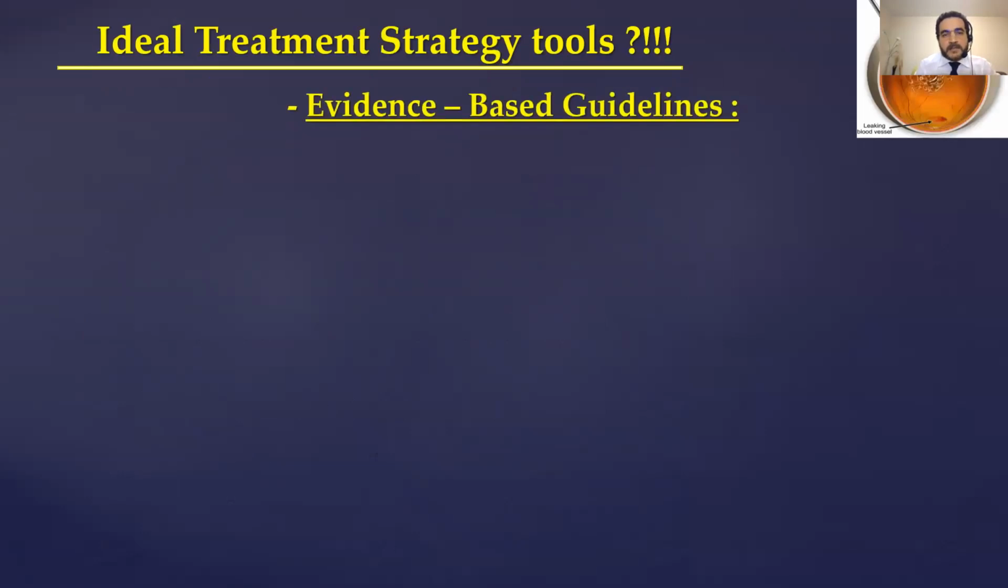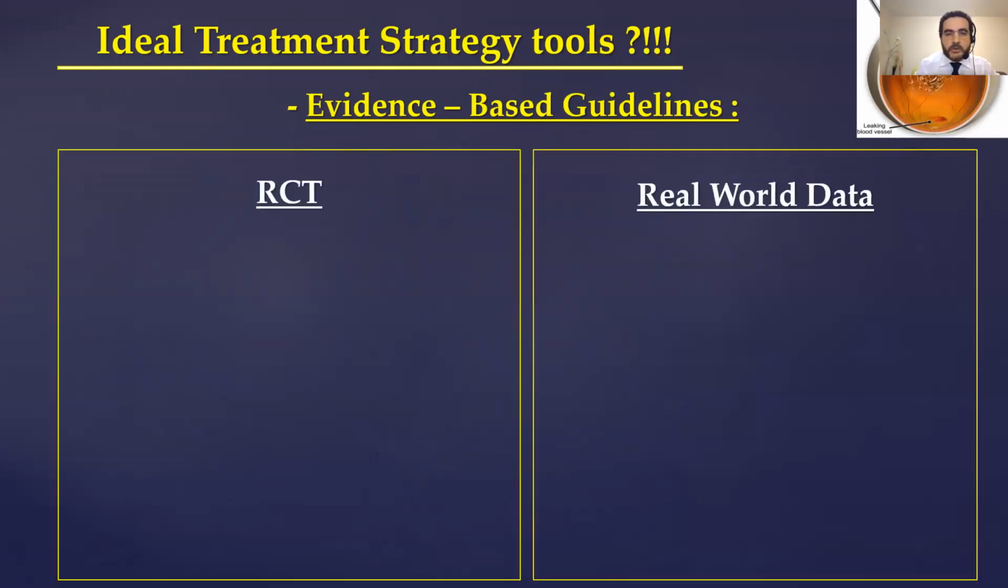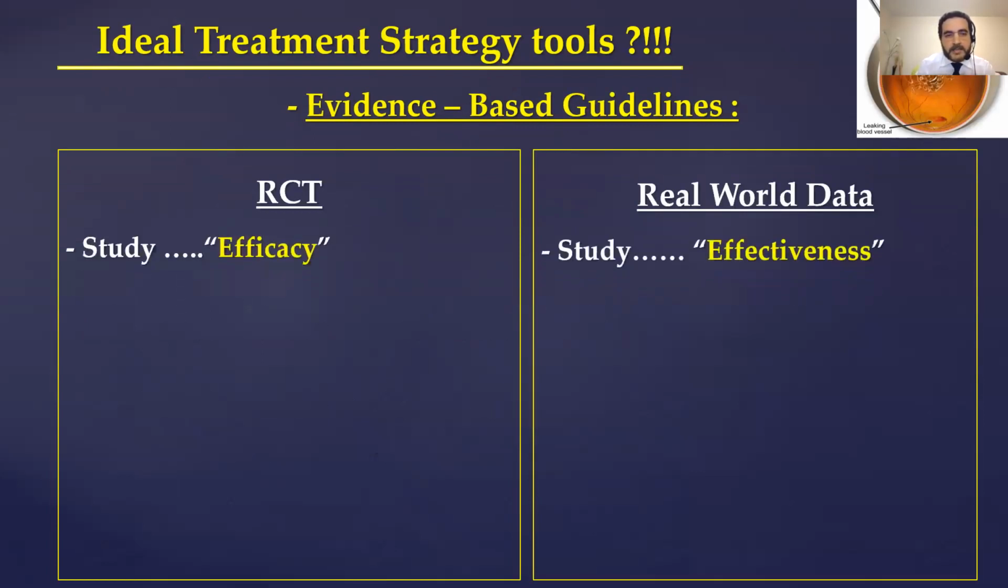What about the evidence? What about the guidelines? Definitely when you are going to treat your patient, you should have guidelines to follow. The source of guidelines is either randomized controlled trials or real-world data, real-world life. There is a difference between both of them, and I want to highlight the main differences. In RCT, we study the efficacy for the drug to be registered or get FDA approval, but in real life, we study the effectiveness, not only the efficacy.